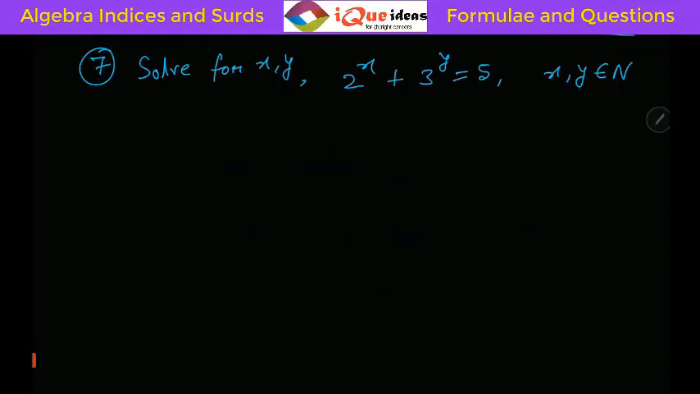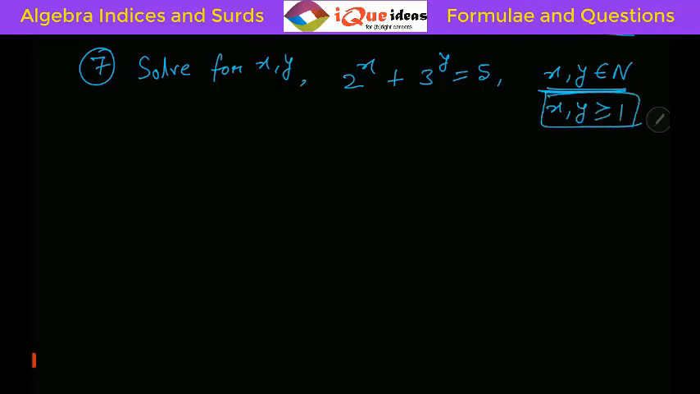Now this question says solve for x and y. There is an equation given: 2 raised to the power x plus 3 raised to the power y is equal to 5, and x and y are natural numbers. If you look at this closely, natural numbers mean the minimum value of x and y has to be 1. So x and y both have to be greater than or equal to 1.